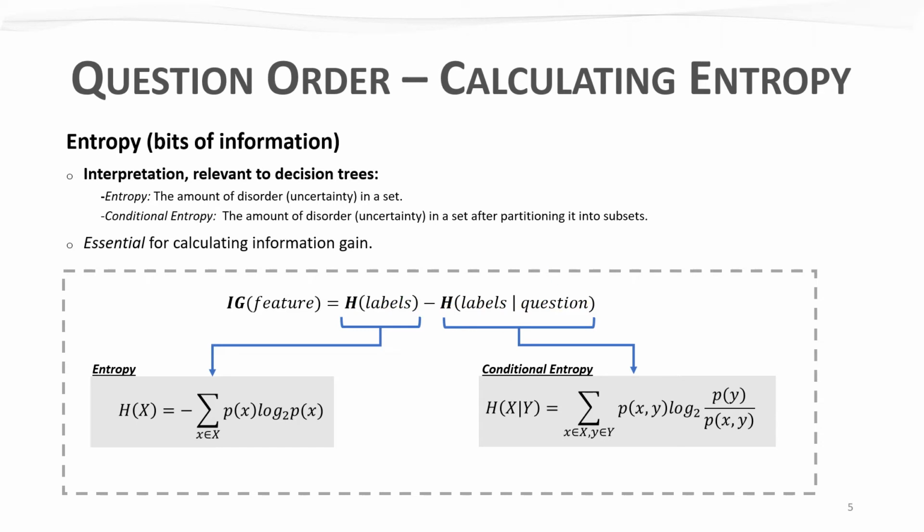Entropy is simply a sum over a discrete random variable's probability mass function. For single variable entropy, we sum over x, where P of x is the probability of x happening. For conditional entropy, we sum over x and y. Here, P of xy is the probability of x and y happening at the same time. Note that the conditional entropy equation can be written in many different forms. This is just one common way of writing it.